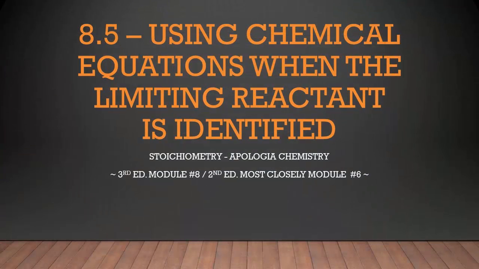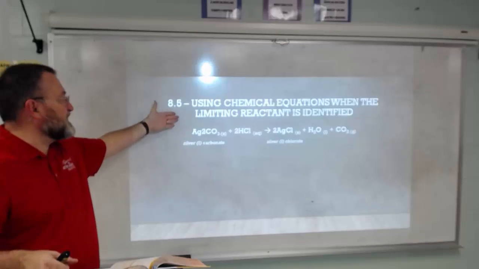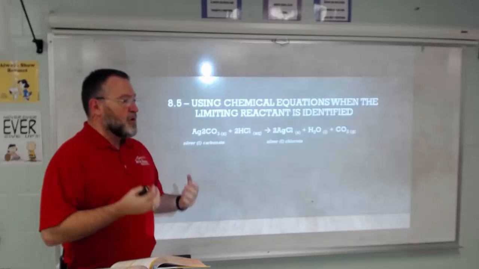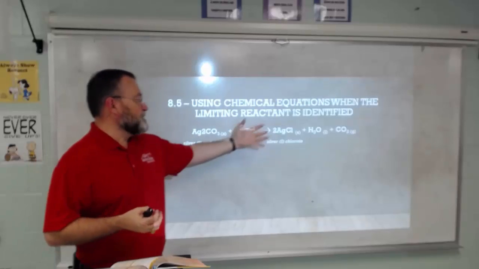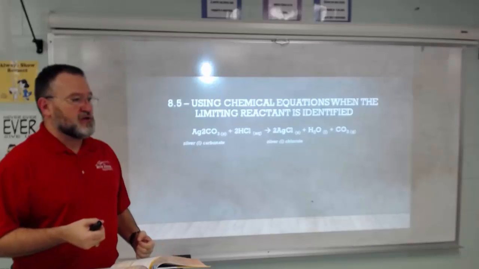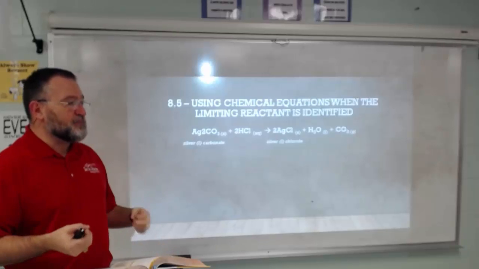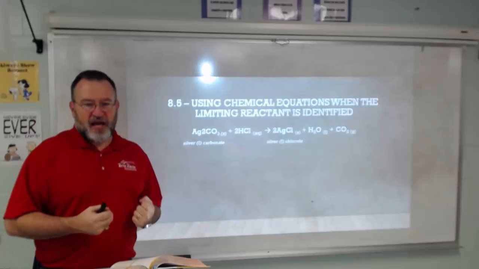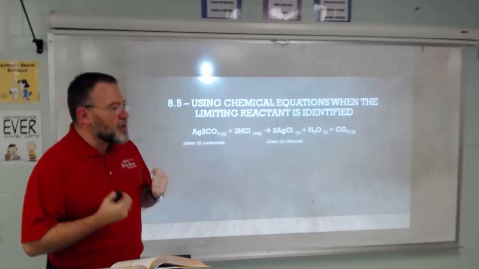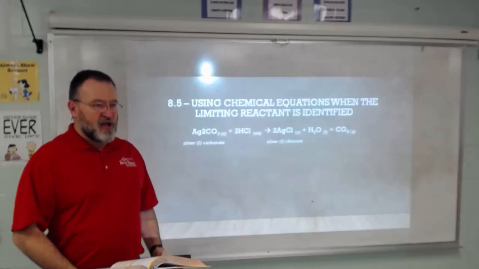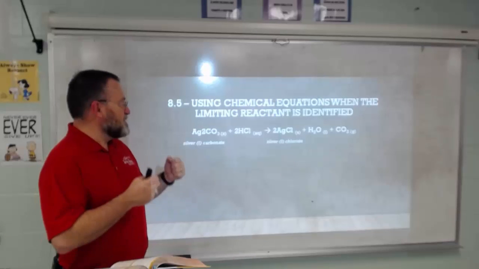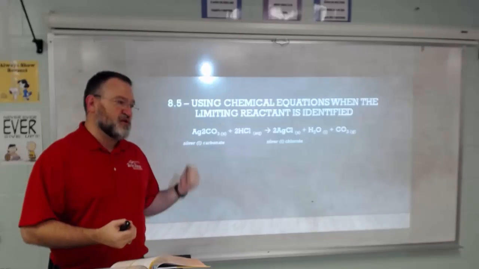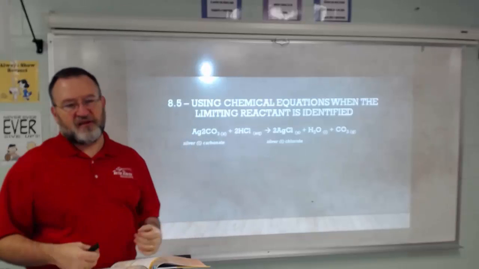Okay. Section 8.5, what I'm calling it, using chemical equations when the limiting reactant is identified. As I said before, this is going to be a case where you know what portion of the balanced equation is limiting the reaction. Something's running out, and when that reactant runs out, it stops the reaction engine. So if you know what runs out, you know what's going to stop the reaction. And when that limiting reactant stops the engine, you know how much is going to be used of the other reactants, and you know how much is going to be produced in the end.